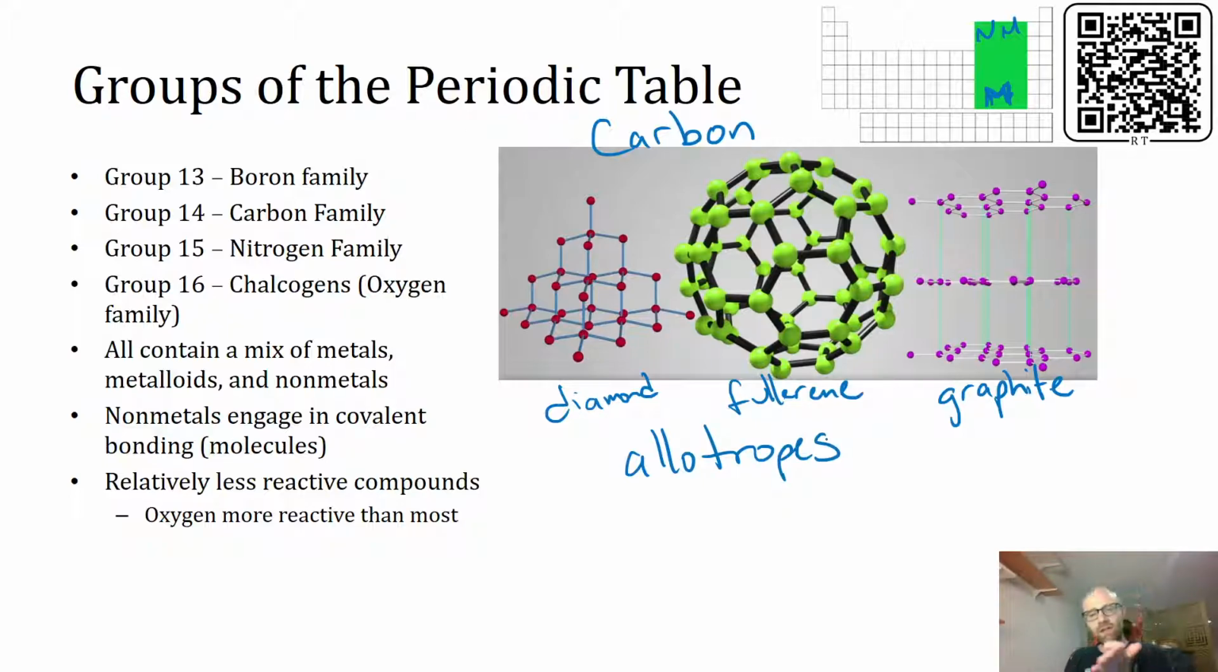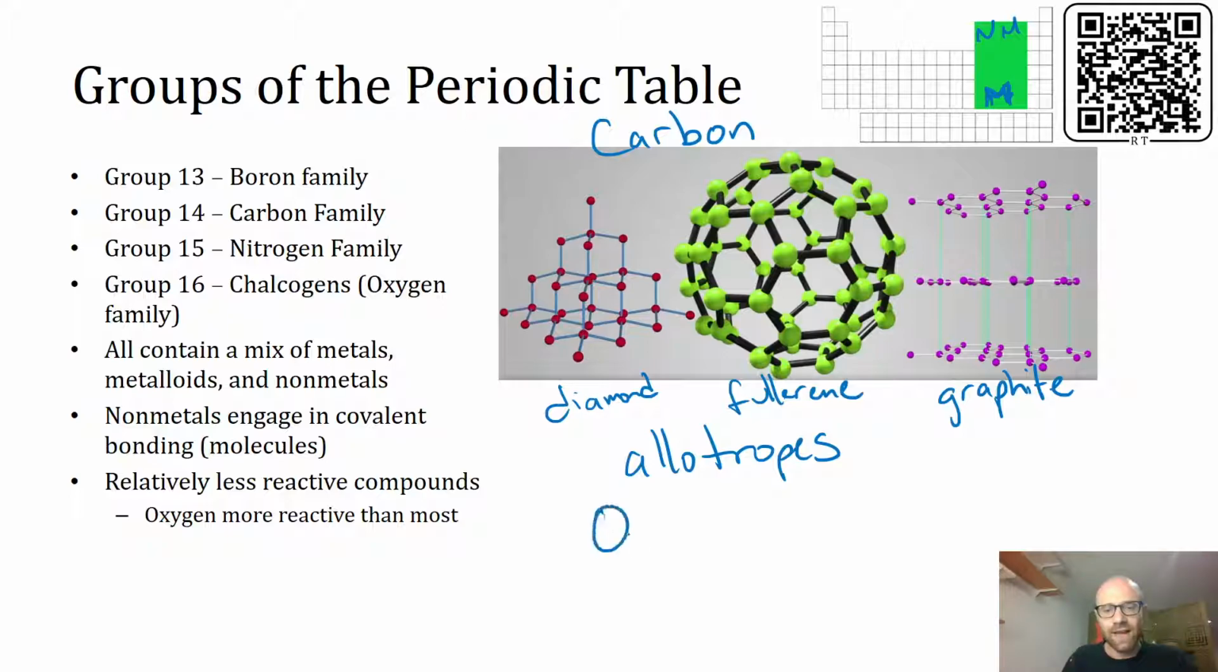So graphite, you can write with a pencil because the sheets of graphite are very tough, but they slide next to each other very easily. Diamond doesn't have that structure. It's a very hard substance, and then the buckyballs are kind of bouncy. It looks a little like a soccer ball because it's the same shape.